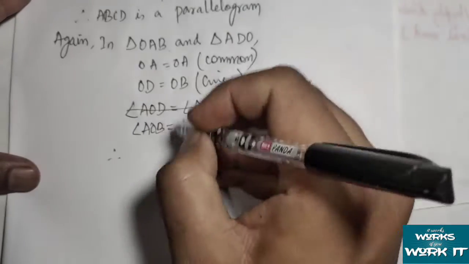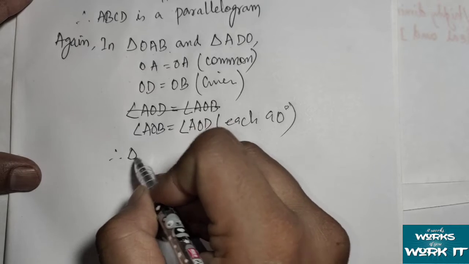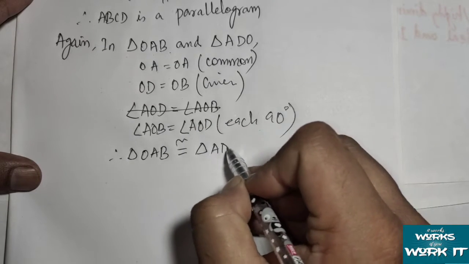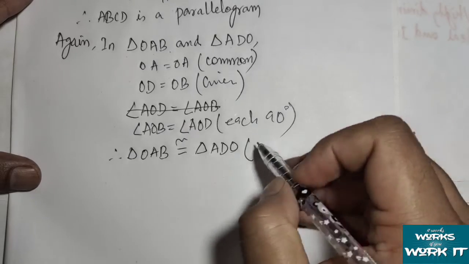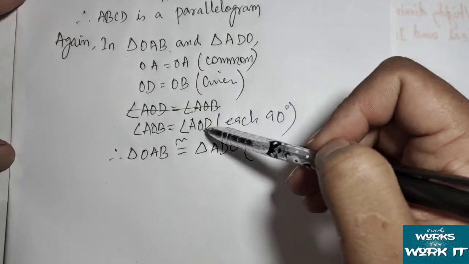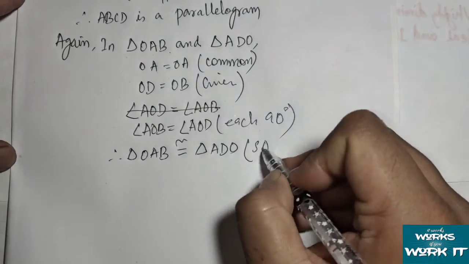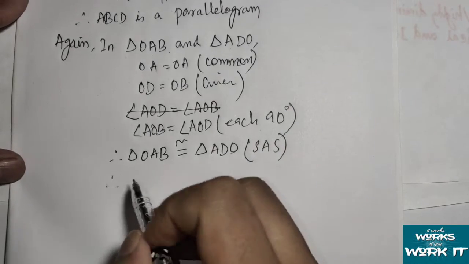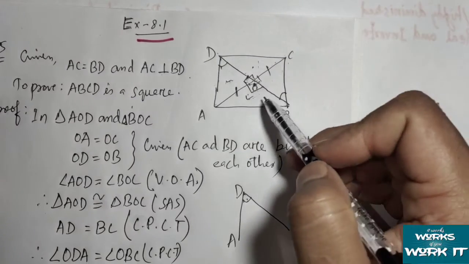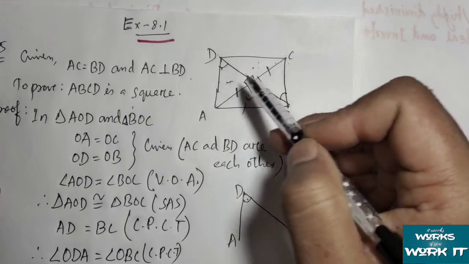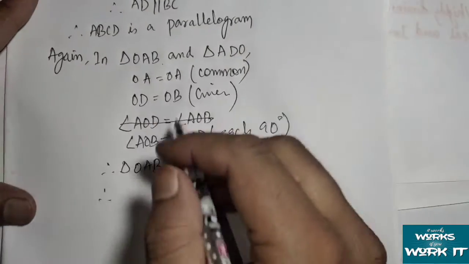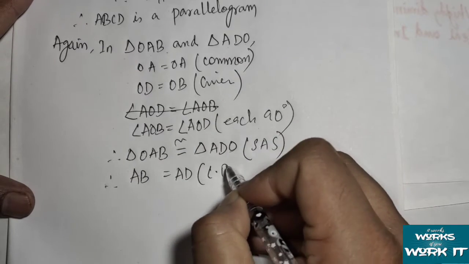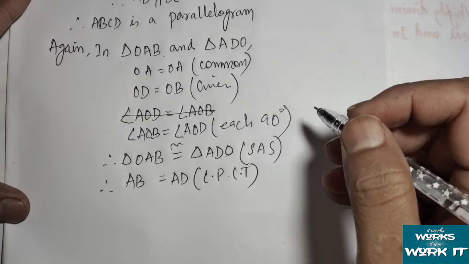So therefore, using these three equalities, I can write triangle OAB is congruent to triangle ADO. Okay, by which rule? Two sides we have taken equal and one angle we have shown equal, so it will be SAS. Okay, so now we can write the adjacent sides with the help of CPCT. AB is equal to AD. So here I am writing AB is equal to AD. Why? Due to CPCT.